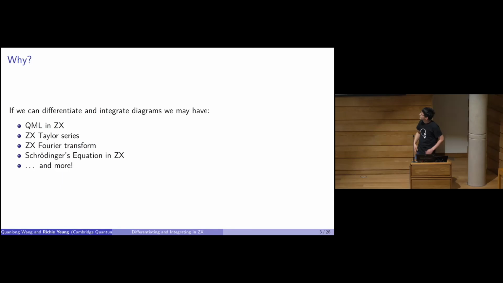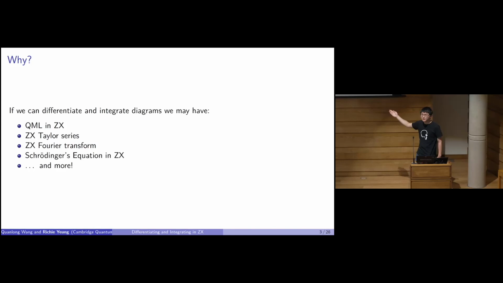Why do you want to do this? Well, we've had a lot of motivation already so far, but I guess the most obvious thing is if we can differentiate and integrate in the ZX calculus, then we can start analyzing quantum machine learning phenomena, such as the barren plateau, in the ZX calculus. And in more abstract terms, you can do more analytical things in the ZX calculus, such as having the Taylor series or the Fourier transform, and even do the Schrodinger equation in the ZX calculus. Some of these have been partially checked off already, but if you feel inspired by the talks today, here are things you can work on.